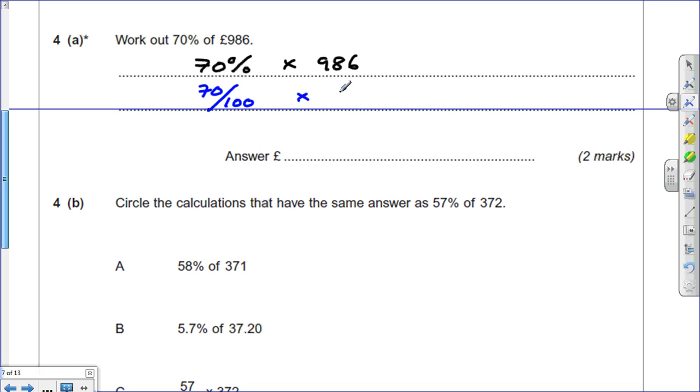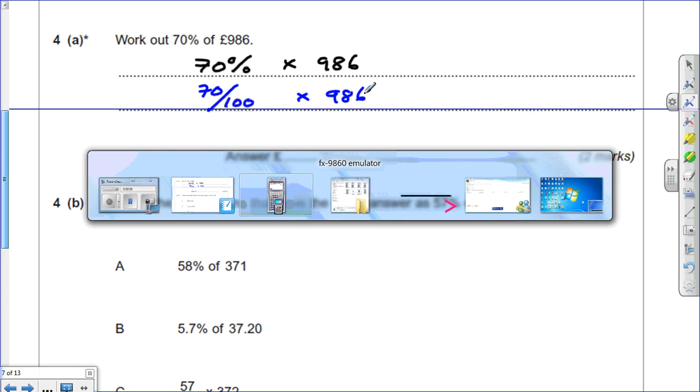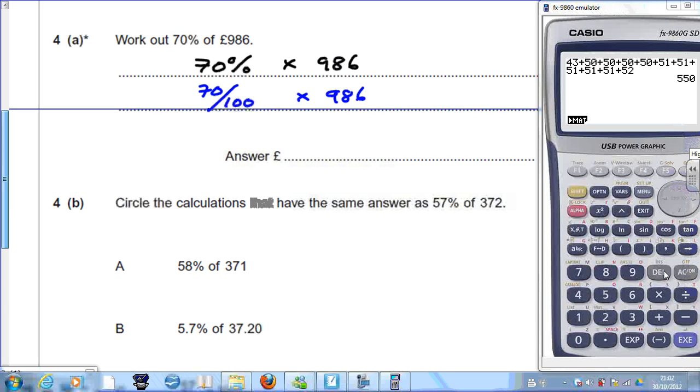So it'd be 690.2. There was an alternative way, wasn't there? You may have come across this before, decimals. 70 over 100 is 0.70 or 0.7. Either of those times 986 would have given us the same answer. And for that, we gain 2 marks.